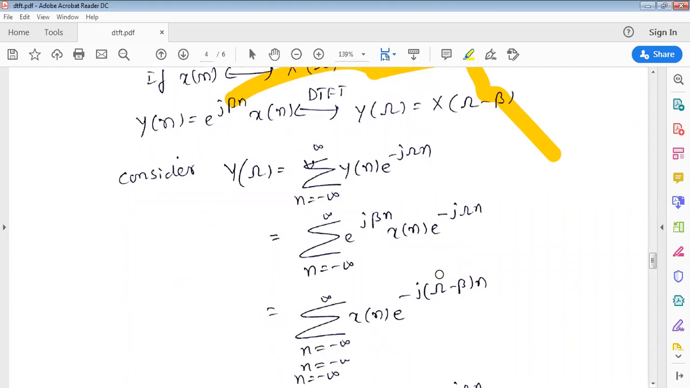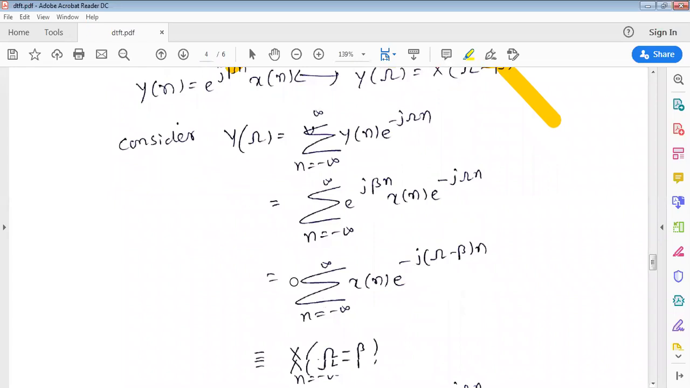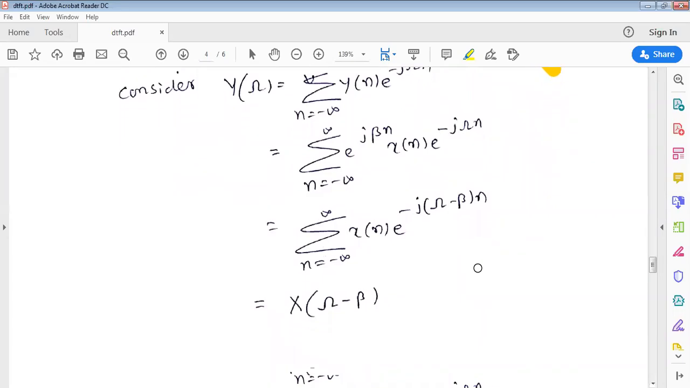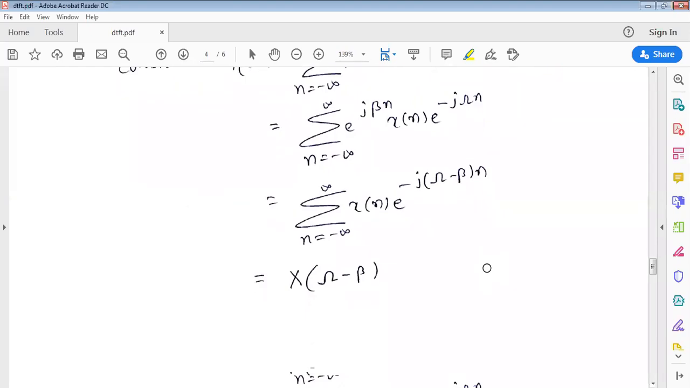Now this is equal to summation x of n. Now take e power minus j common. So what you are left with? Omega minus beta into n. So whatever you have, e power minus j, you have common. Replace omega by omega minus beta into n. So it is nothing but x of n into e power minus j omega n only. But the only difference is omega gets replaced by omega minus beta. So y of omega is nothing but x of omega minus beta.